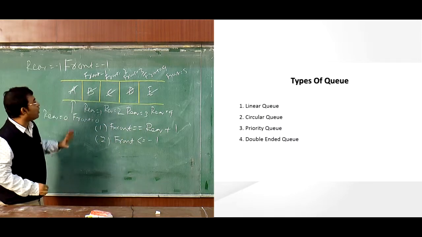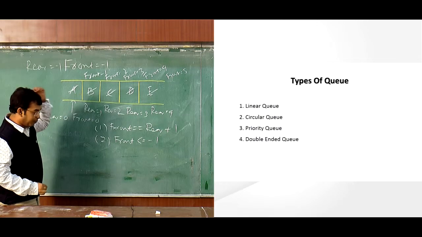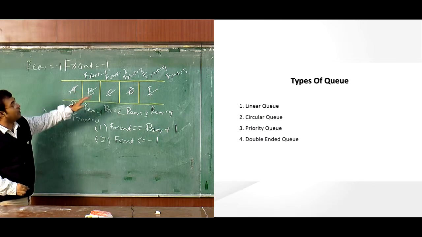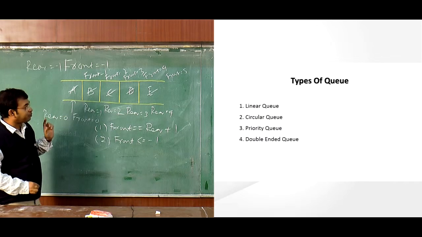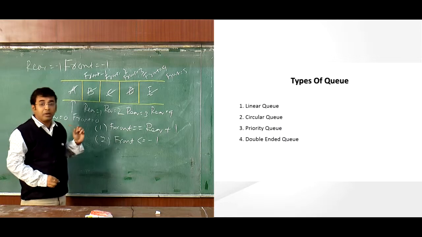So that is all about what a linear queue is, because the order is linear. In linear order, one after another, we can insert and delete. But there is a problem in this linear queue. What is the problem, or you can say the disadvantage, of the linear queue?